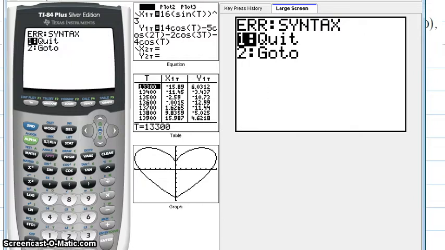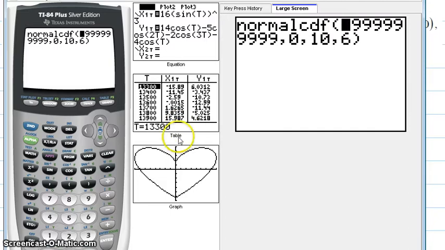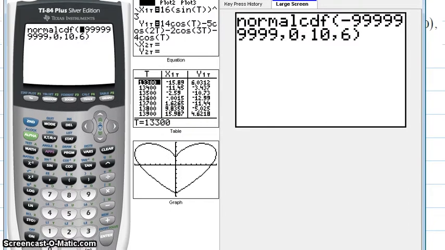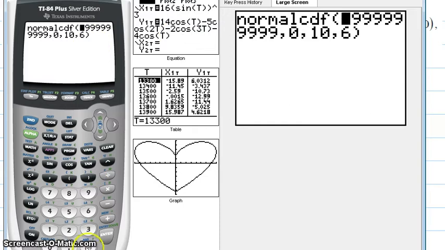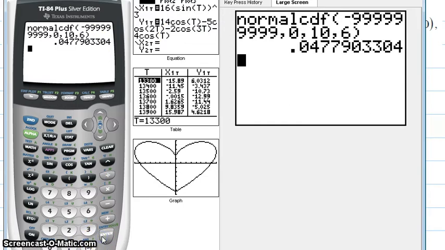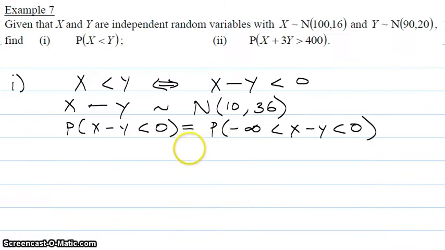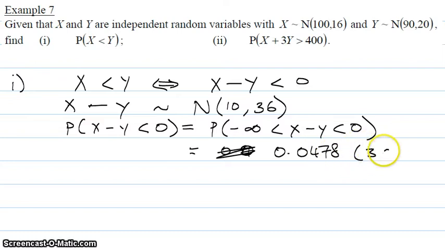So we key this in, and there's an error in my syntax. It didn't take me too long to find the error. I'd pushed minus instead of negative. So just make sure that you don't make the same mistakes that I do. And we find that the answer is 0.4779, or 0.478 to three significant figures.